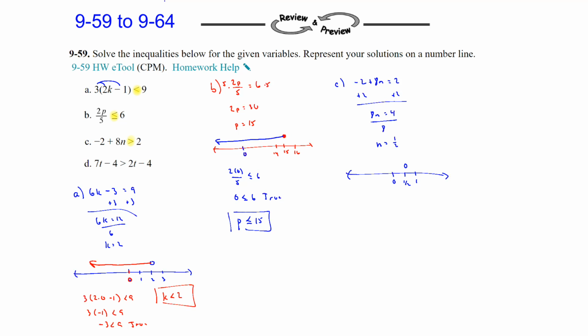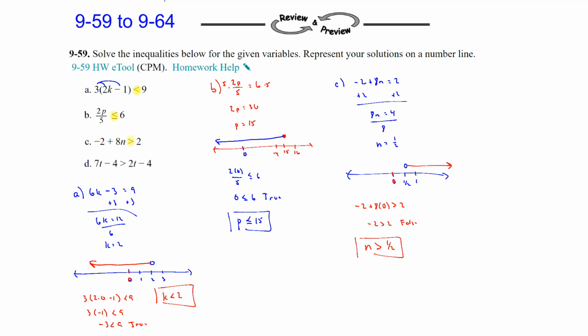And then we test the point to see if it is true or false. So we'll do 0 again, and I'll continue to choose 0 as long as I can because it cancels things out nicely and usually makes it pretty easy to check. So this one's negative 2 is greater than 2. Is negative 2 greater than 2? No, it is not. So at 0, that's not a true statement. So we want to go to the right on this one. So our answer is values of n that are greater than 1/2.